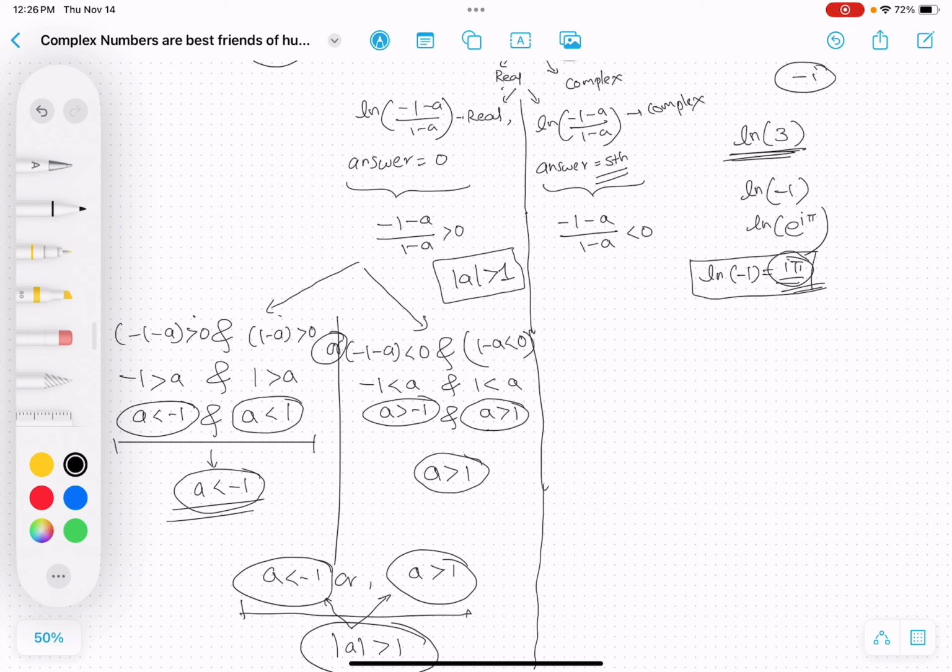We'll go with a similar approach. So for this to be negative, either this numerator is negative and the denominator is positive, because if they have different signs, that's going to be negative.